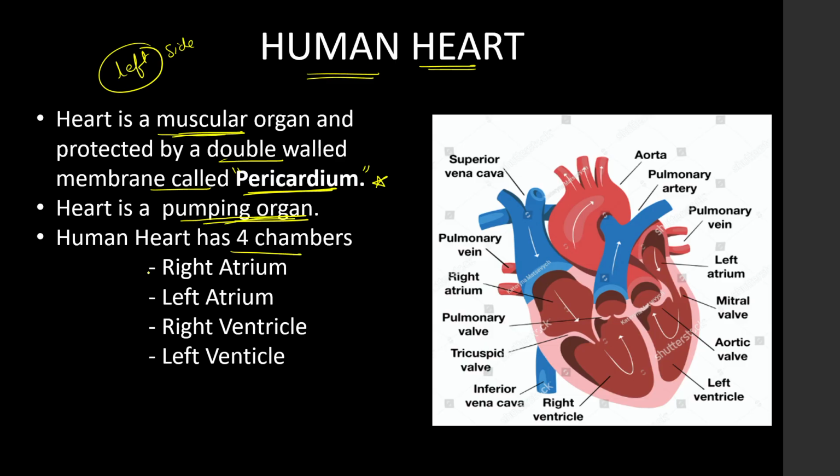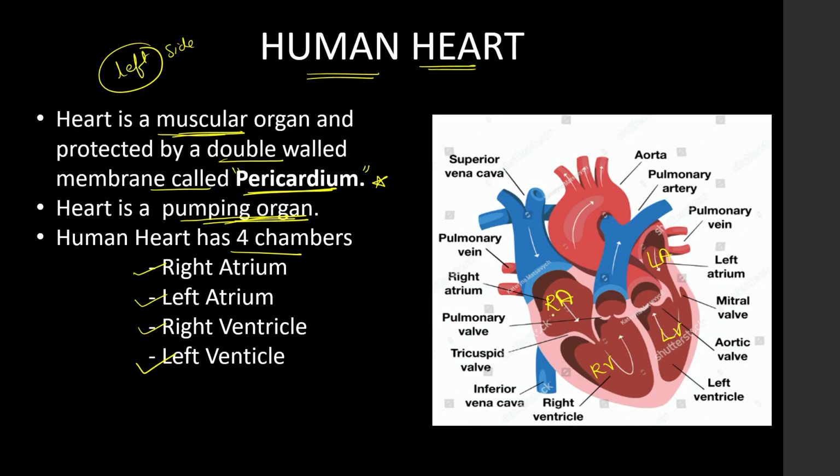Now there are four chambers of the human heart: right atrium, left atrium, right ventricle and left ventricle. Basically, two atriums and two ventricles. This is the diagram of the human heart. This is the right atrium, and this is the left atrium, and the two chambers below are the ventricles. This is the right ventricle and this is the left ventricle. The two auricles are comparatively smaller than the ventricles.